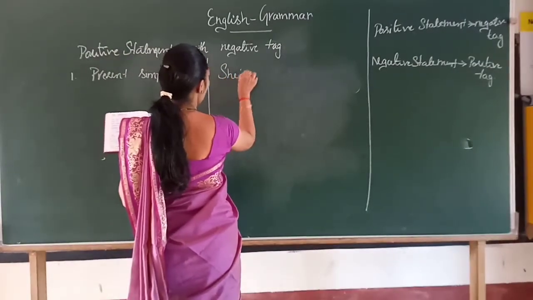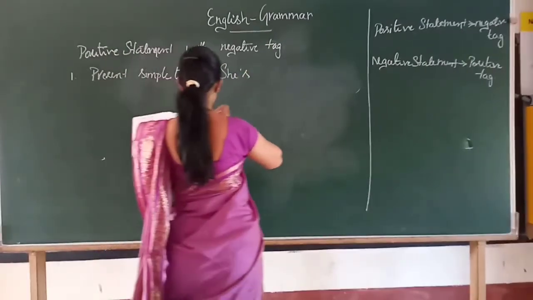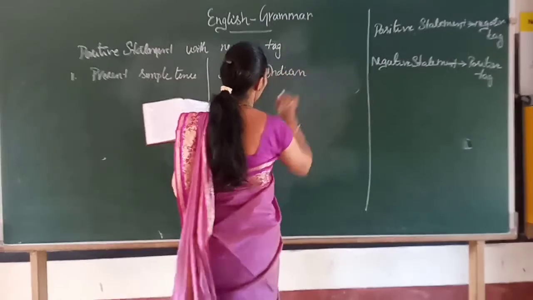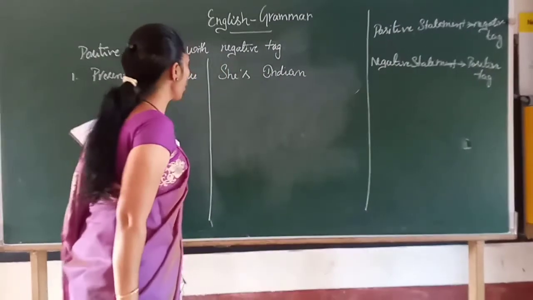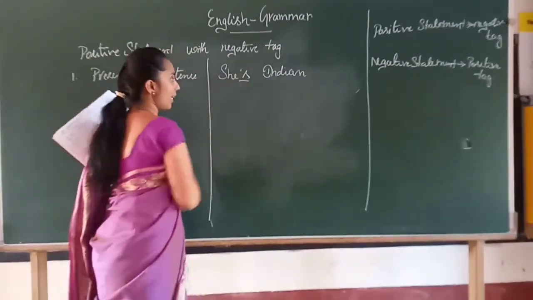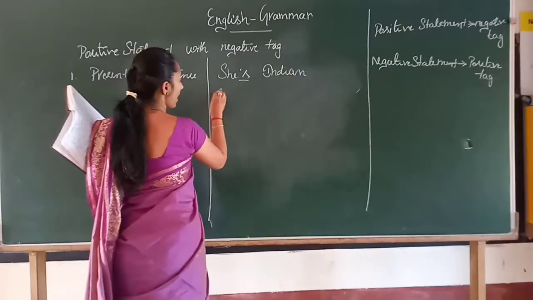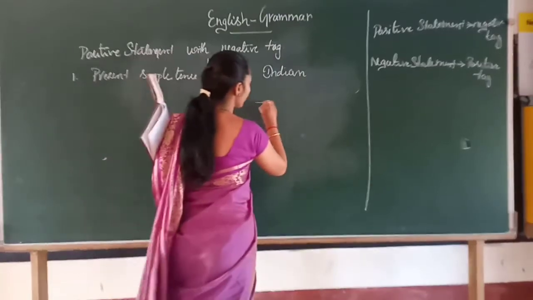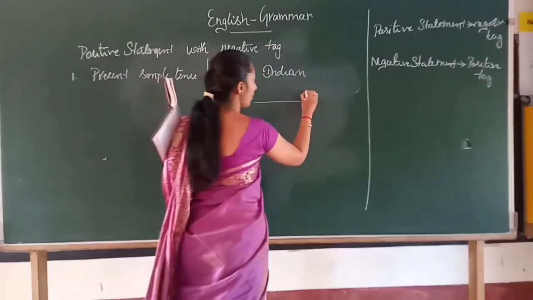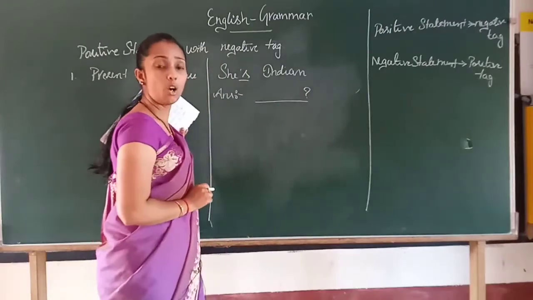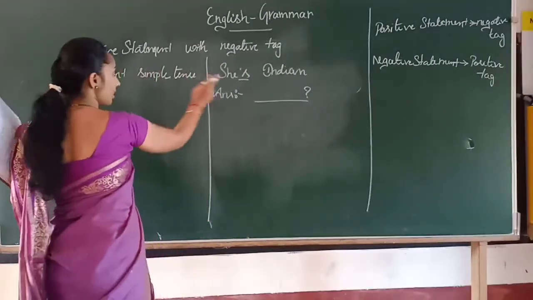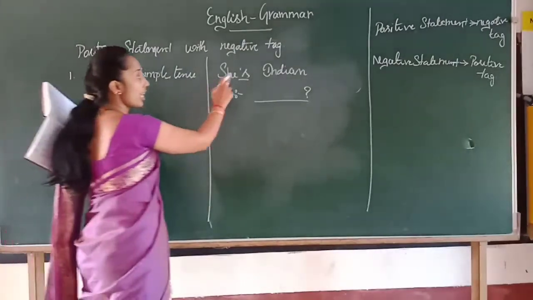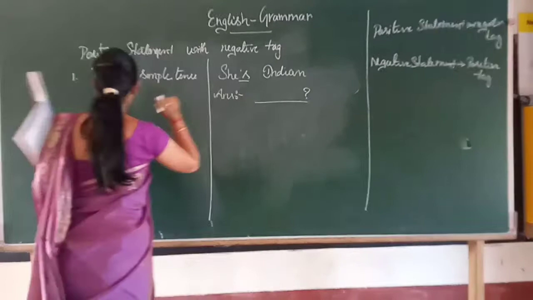She is Indian. She is Indian. Okay, this is the first question. She is an Indian. And the answer, that you have to do here. Question mark. This is a homework. Okay, see the sentence in the present simple tense, children, and "she is an Indian." The answer you have to write.